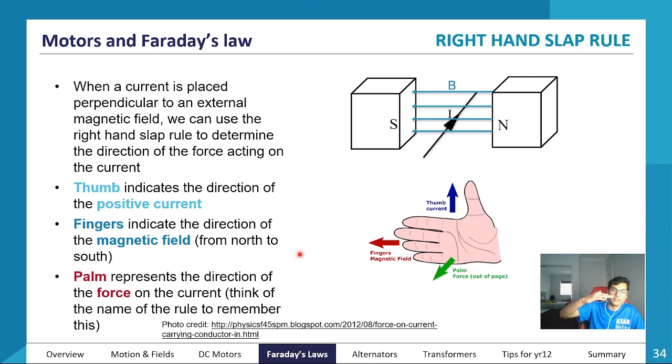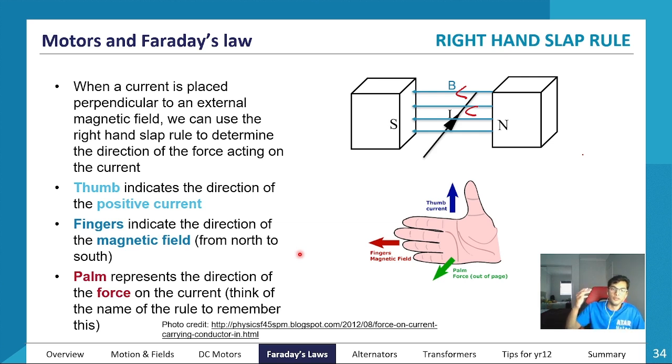And from that, okay, it's going to be a bit hard to do. So our thumb is going into the page, our fingers are pointing from right to left, and from that, our palm is pointing upwards. Our palm pointing upwards tells us that the force acting on the wire would be upwards.